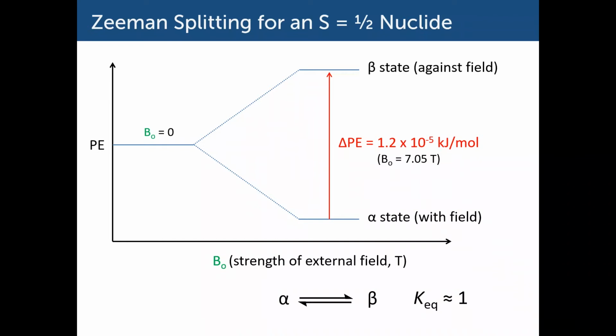You can go back and forth, it turns out. But the equilibrium constant is about 1. So what that means is that there's essentially just as many alpha state nuclei as there are beta. Very, very slightly more alpha than beta because alpha is very, very slightly more stable than beta.